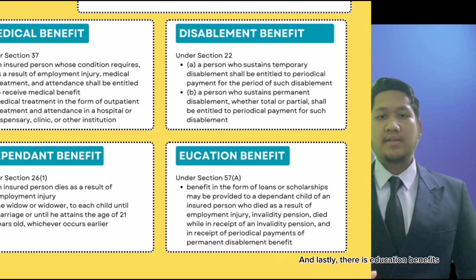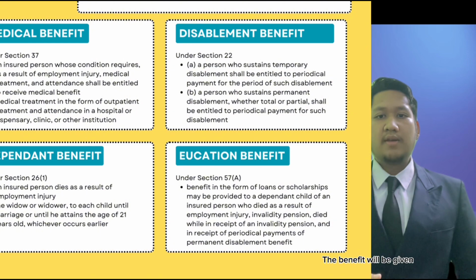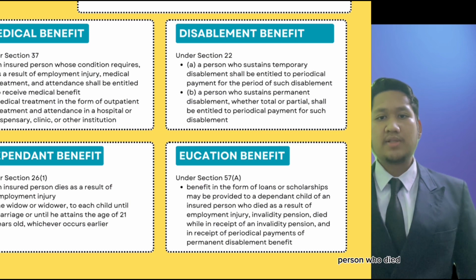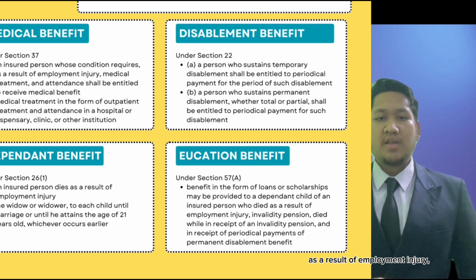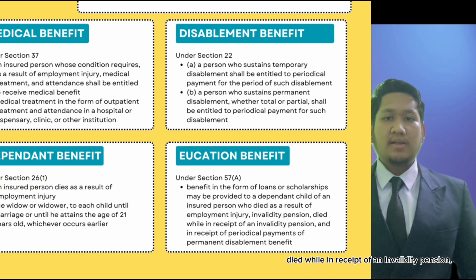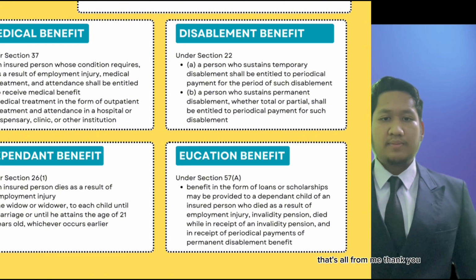And lastly, there is education benefit under Section 57A. The benefit will be given in the form of loans or scholarships to the dependent child of an insured person who died as a result of employment injury, died while in receipt of an invalidity pension, or is in receipt of periodical payments of disablement benefits. That's all from me. Thank you.